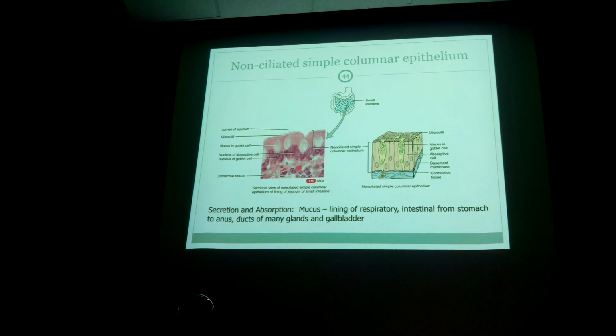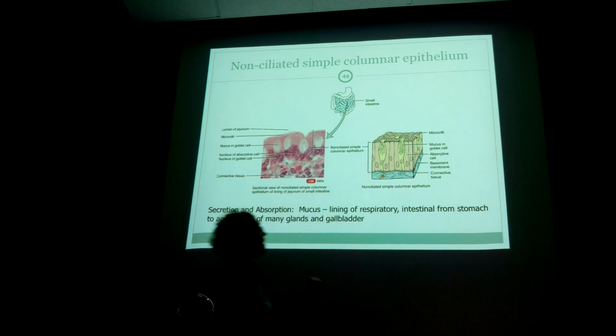So this would be a simple columnar, non-ciliated, but we have microvilli, and this is because it is in the small intestine. Depending upon the cell, whatever job the cell has to do, it's going to have those special structures as well. Like the microvilli are part of the increase of surface area of the small intestine.